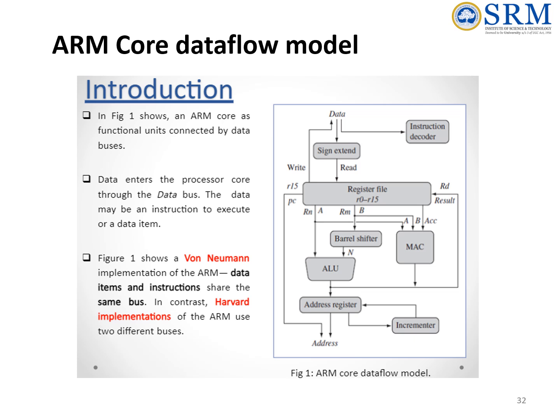This is the core data model shown in the figure, which shows a functional unit connected to the data bus. Data enters the processor core through the data bus. The data may be an instruction to execute or a data item. The figure shows the von Neumann implementation of ARM, where data items and instructions share the same bus. In contrast, the Harvard implementation of ARM uses different buses for data and instructions.